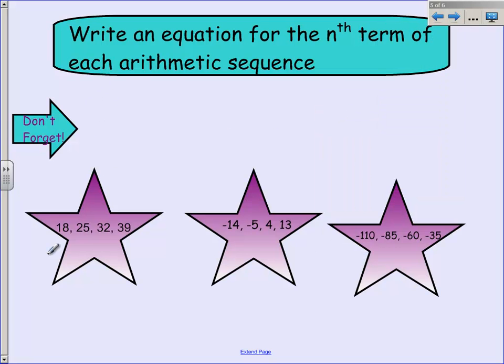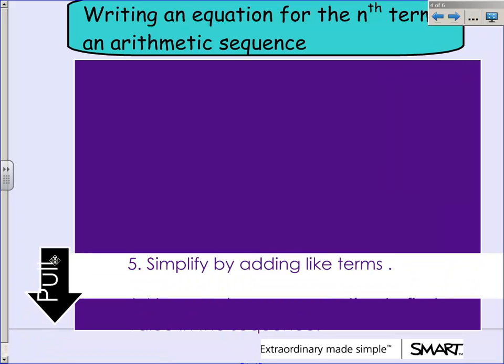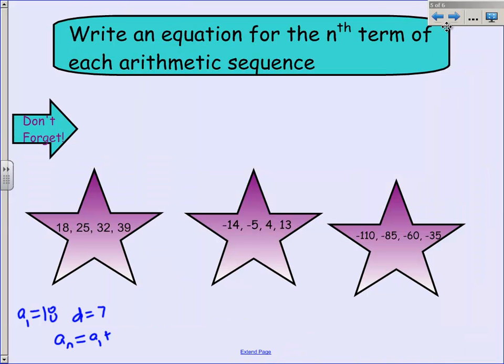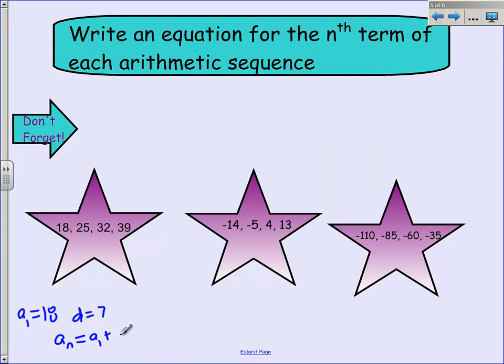I've got 18, 25, 32, and 39. On this problem, a sub 1 is 18. Now what is my d? Well, it's 7 because 18 plus 7 is 25, 25 plus 7 is 32. So my formula is a sub n equals a sub 1 plus, and let's go back and look at that formula, n minus 1 times d. So n is going to stay n. In your book, I think they might even put d in front, so I'm going to put the d in front: d times n minus 1.